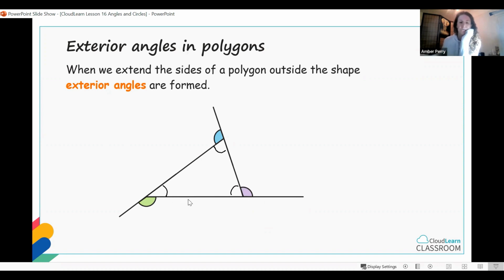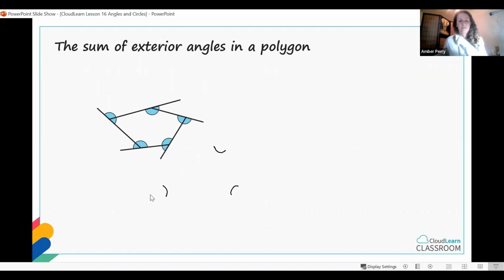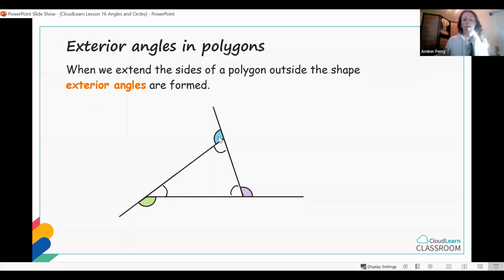And the easiest thing to work with is the sum of the exterior angles. Think about what would happen if you were to take a walk around the outside of this triangle here. Imagine this is a park and the sides of the triangle are a path going around the park. You're going to start here and walk along here. Then you get to this point and you turn and go this way, and you turn and go this way.